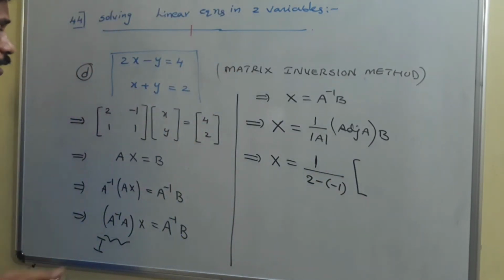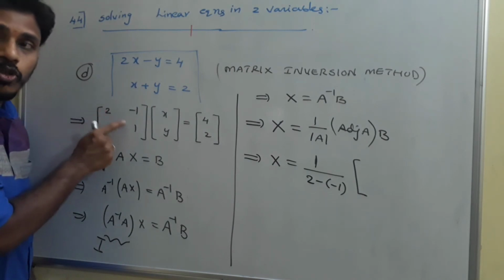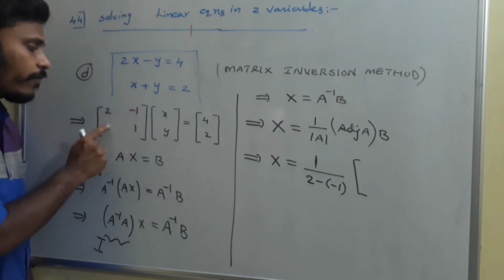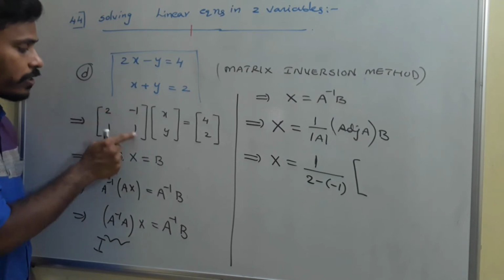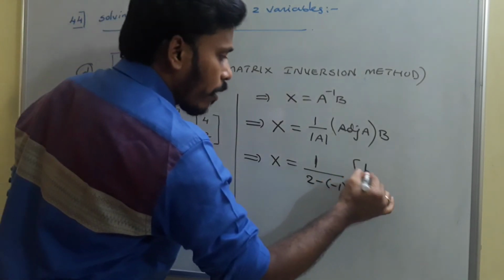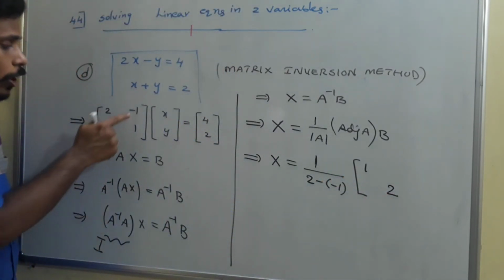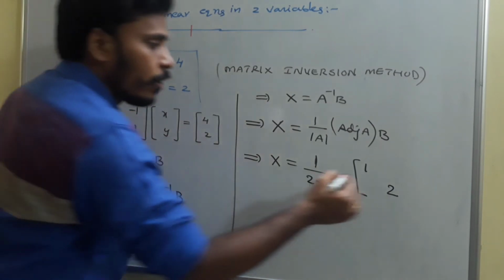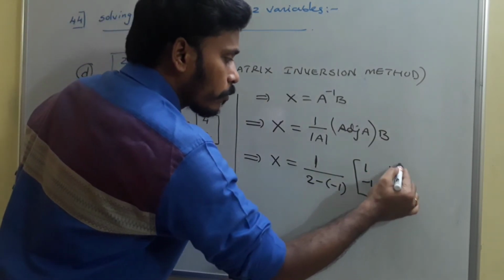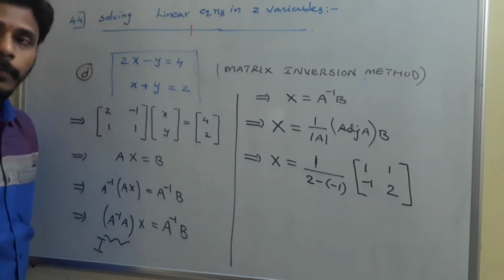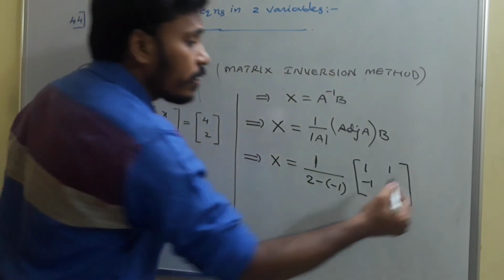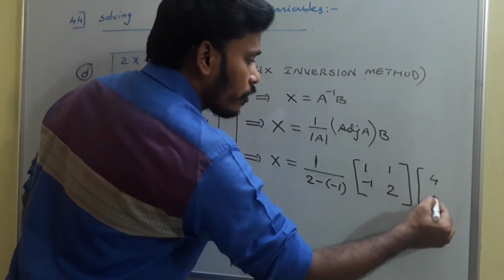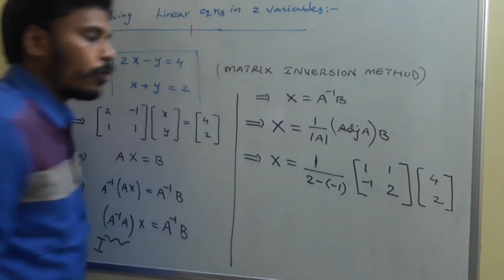Adjoint of A is simply interchange these two and then multiply the other two with the minus sign. So interchanging of these two, A and D, is simply 1 and 2. And then you need to multiply these two elements with minus sign. So it becomes 1 and it becomes minus 1. This is adjoint of A. And then we need to multiply this adjoint of A with the B, which is the constant matrix 4, 2.